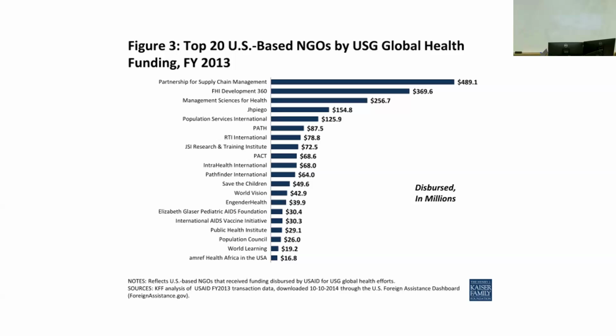Anybody heard of Partnership for Supply Chain Management? A whopping almost $500 million in 2013 they got from the US government. To do what? Supply chain management. Remember what we talked about in the beginning? The problem of global health is not you being able to operate on the patient who's dying in front of you. The problem is, do you have a blood supply? Do you have IVs? Do you have equipment to be able to do what you're trained to do?